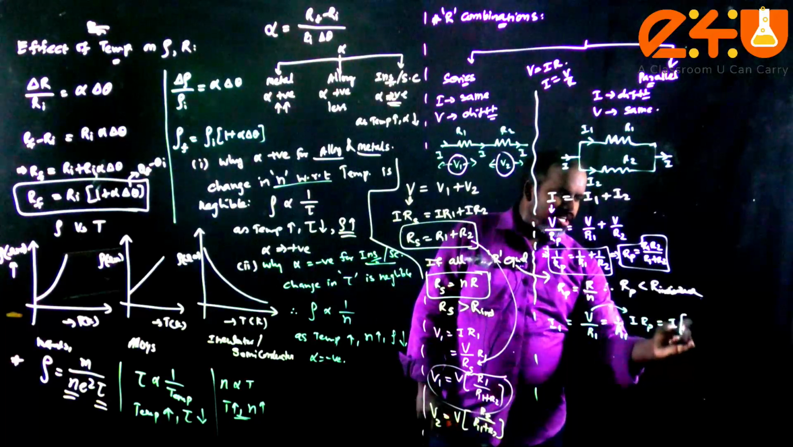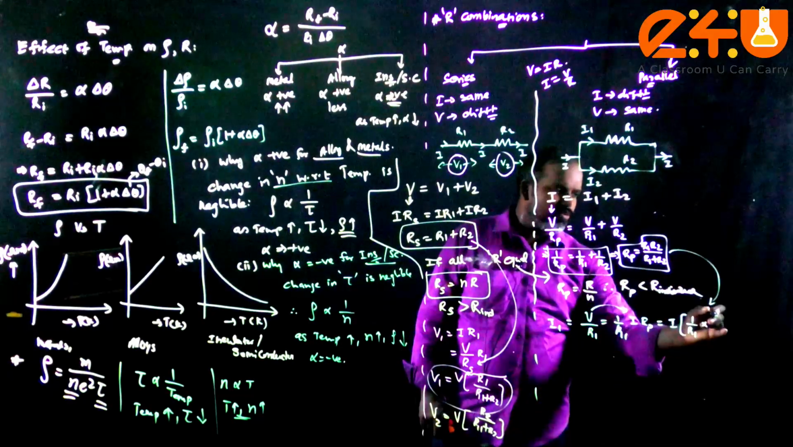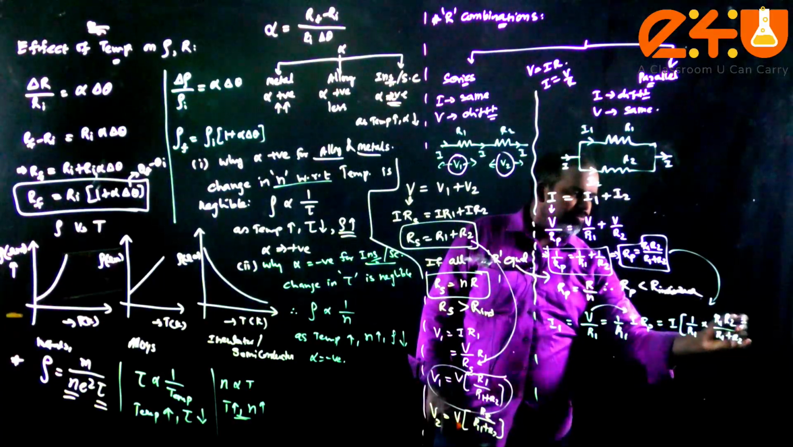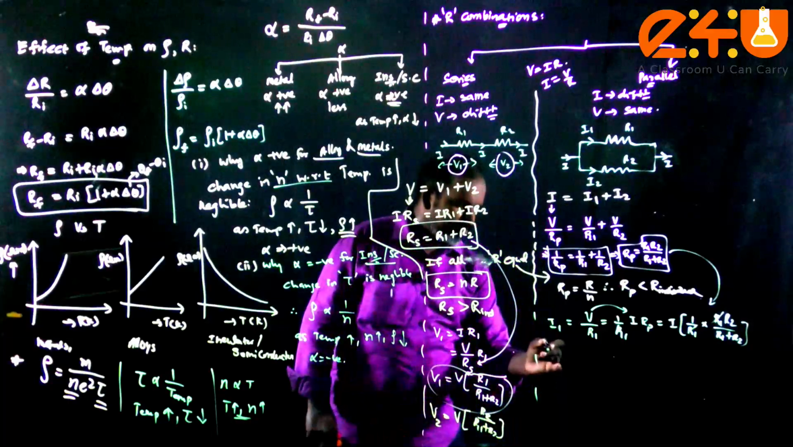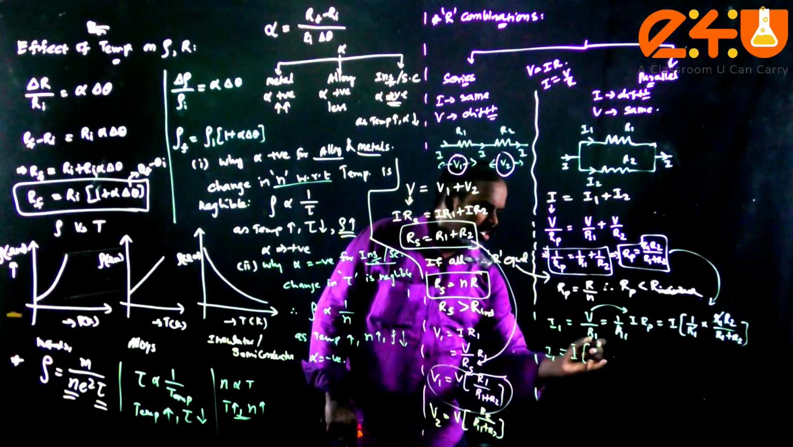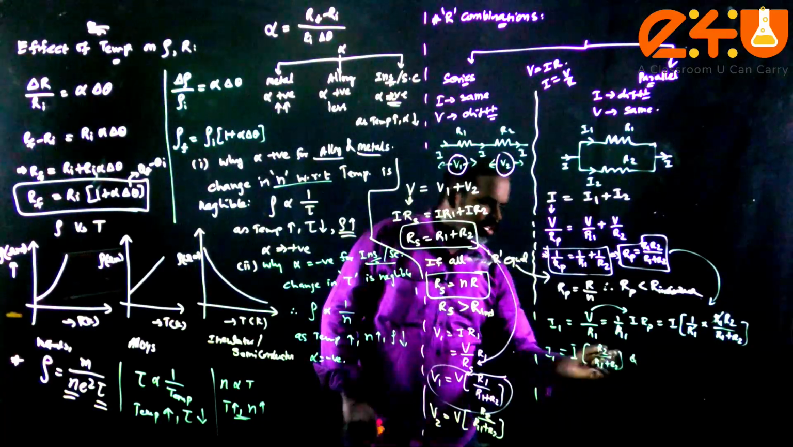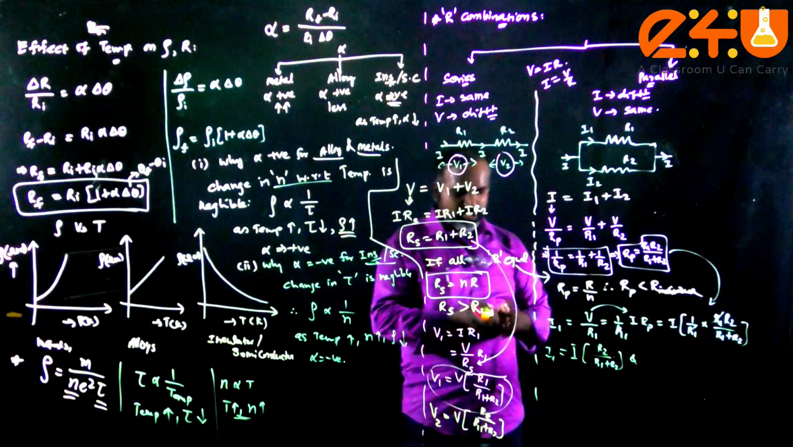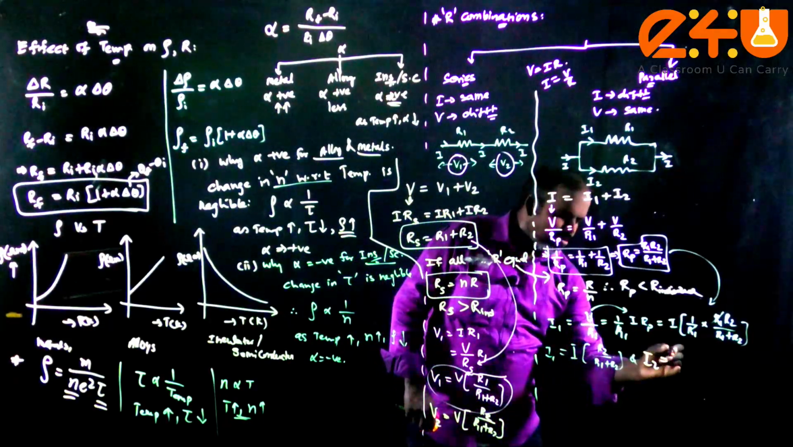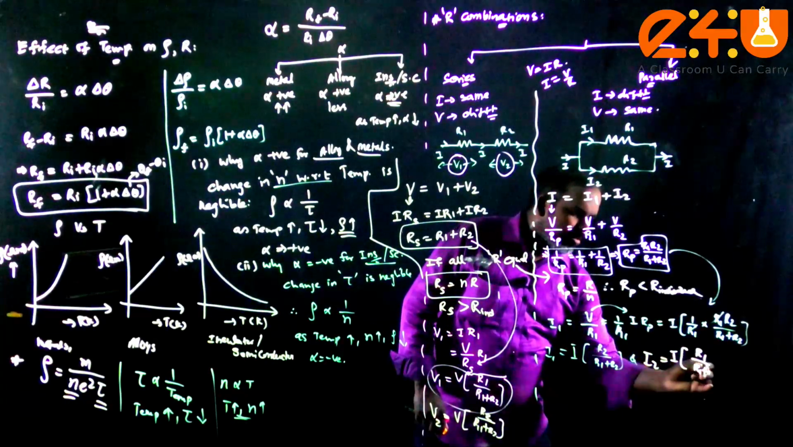Therefore I can write I into 1 by R1 into Rp, and you just substitute over there. So R1 R2 divided by R1 plus R2, and this gets cancelled out. Therefore I1 is equal to I into R2 by R1 plus R2. Similarly I2 is equal to the total current I into R1 by R1 plus R2.